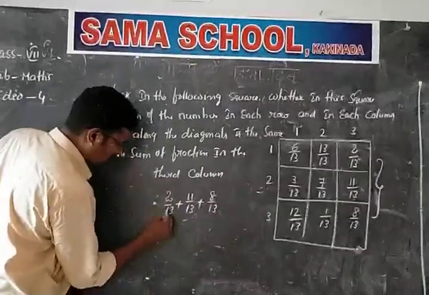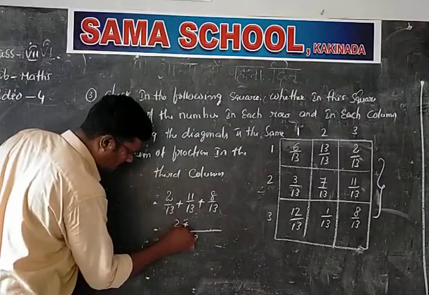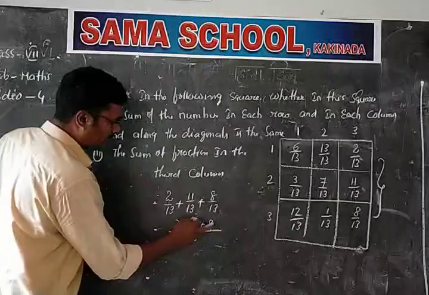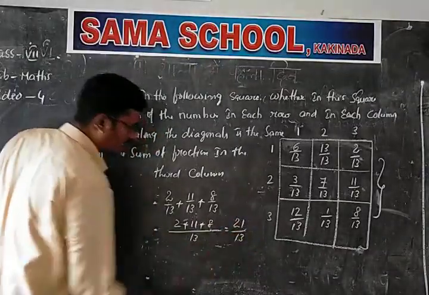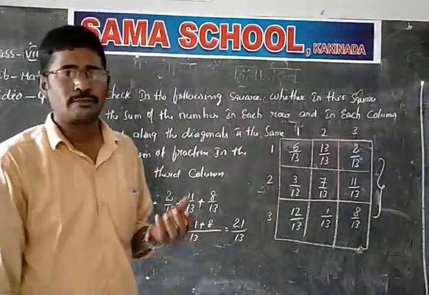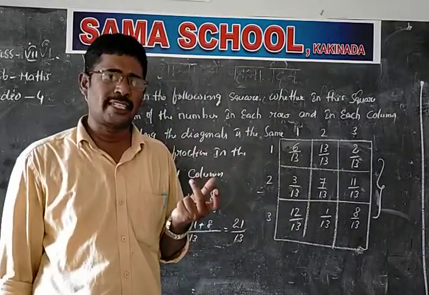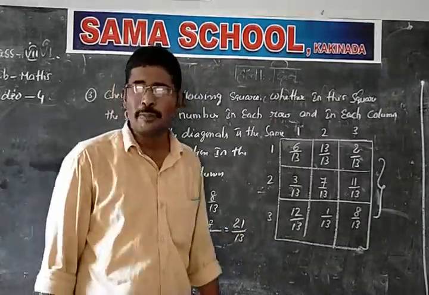What is the LCM? 13. Add 2 plus 11 plus 8. 11 plus 2 is 13, 13 plus 8 is 21. So 21 by 13. All columns are equal. The sum of the first column is 21 by 13, the second column 21 by 13, and the third column also 21 by 13.